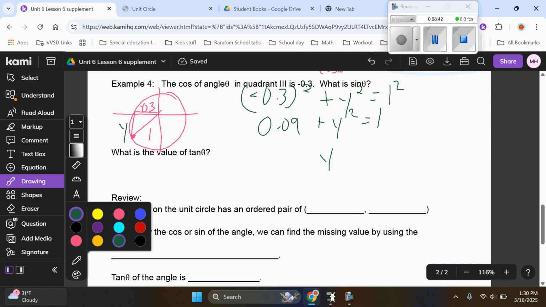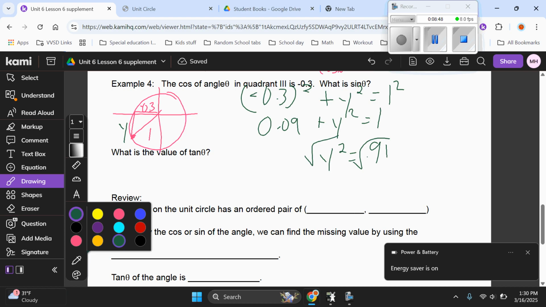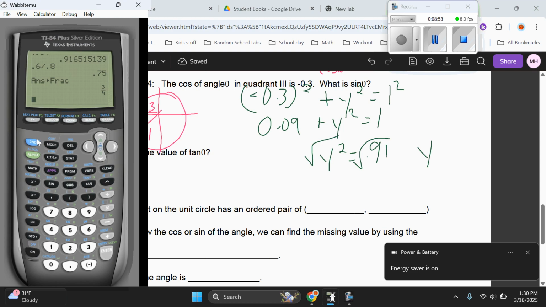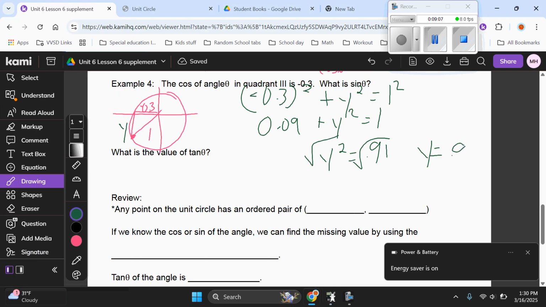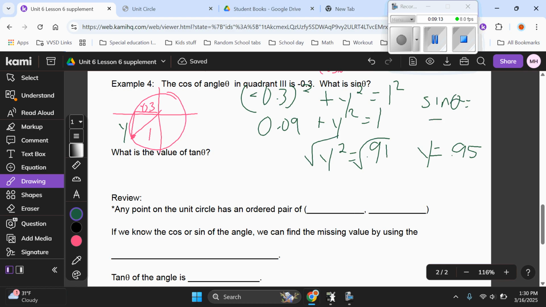Take away that 0.9, I get y squared is 0.91. Take the square root now, and I get that y is going to be 0.95. And in this case, the sine of theta will be negative 0.95 because I am in quadrant 3. Okay, that's where my angle is.